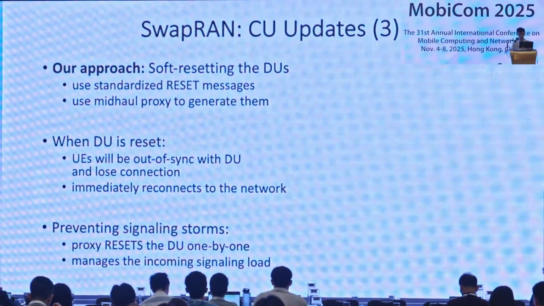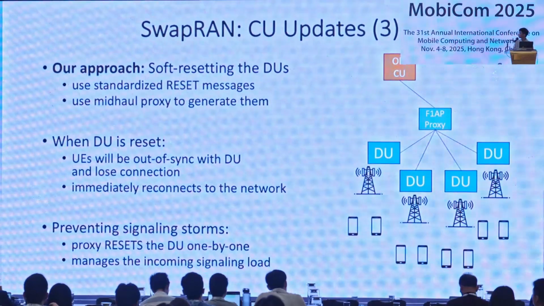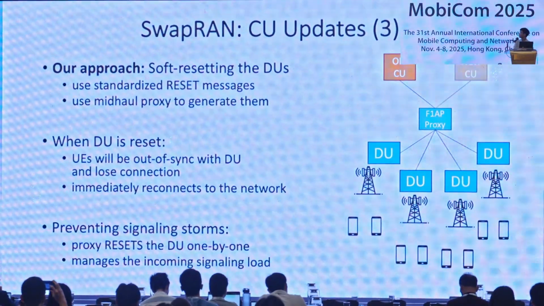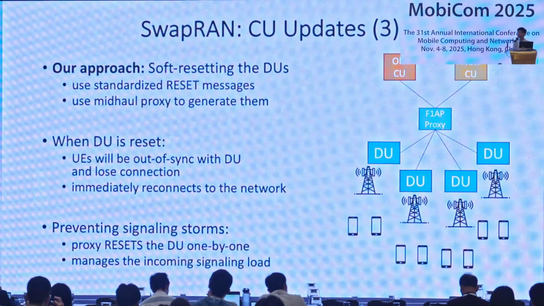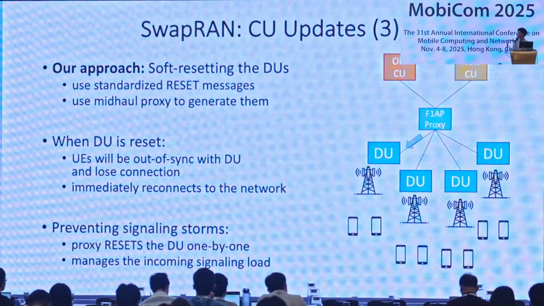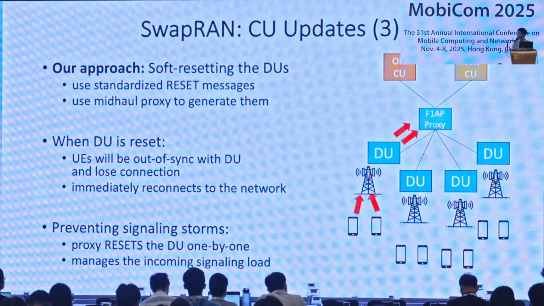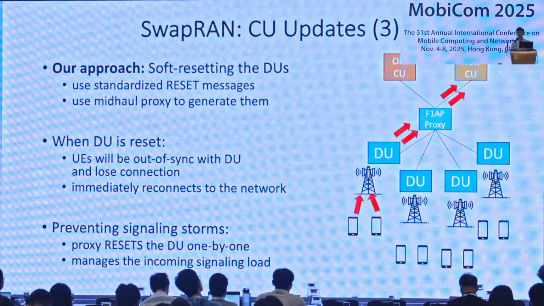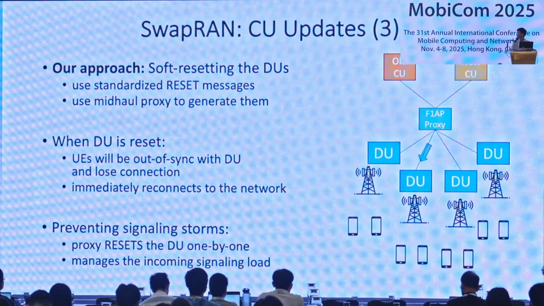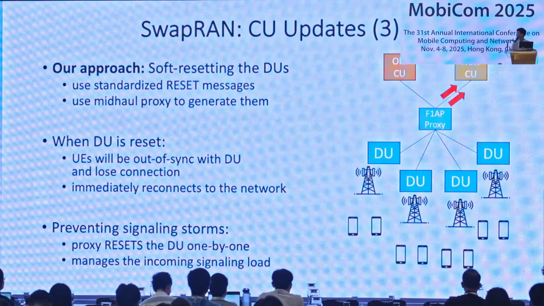As an illustration, we have the old CU here, and we spin up the new CU. Our mid-hop proxy on the F1 interface will generate reset messages to each of the DUs, and then all the user devices will try to reconnect to the network, and they will be reassociated to the new CU. This process happens in a gradual manner. I'll just quickly go through this.